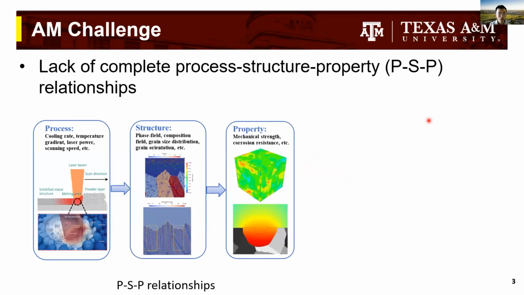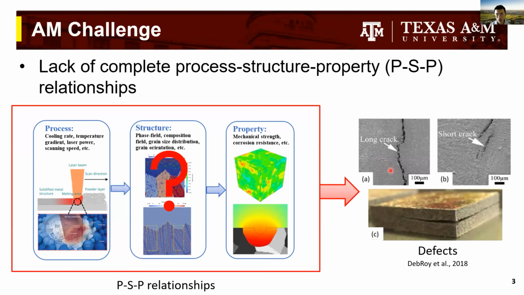environments. However, the current research challenge for metal additive manufacturing is the lack of a complete process-structure-property relationship. As we know, different processing parameters give different microstructures, and those microstructures, like the grain orientation and grain size distribution, will affect the final properties of your printed parts. And if we don't have this complete PSP relationship, we cannot produce defect-free, structurally sound, reliable end parts. We will have these defects in our printed parts, and this is really bad, and we want to avoid this.